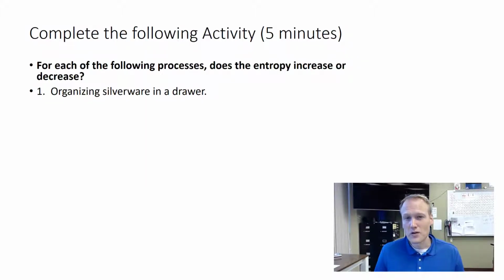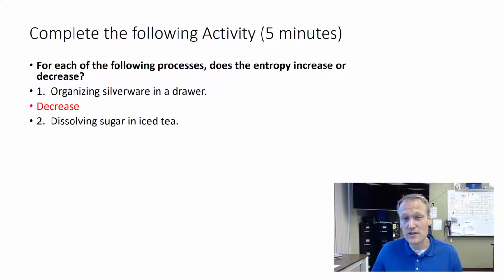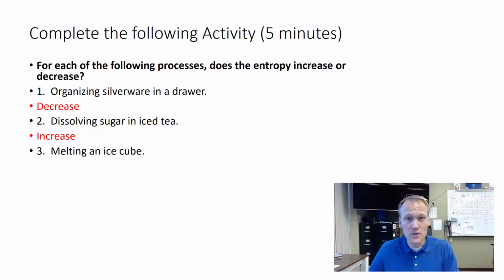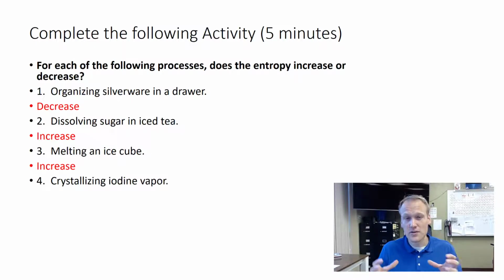If we organize a silverware drawer, that is lowering the entropy. It's becoming more organized. So that's a decrease in entropy. If we dissolve sugar in tea, dissolving a solid in a liquid is going to decrystallize that solid and create higher levels of entropy. If we melt an ice cube, that's going from a solid to a liquid. Entropy is increasing. And then crystallization, that's going from a vapor to a solid. Gases are very disorganized, solids are not. So that would be a decrease in entropy.